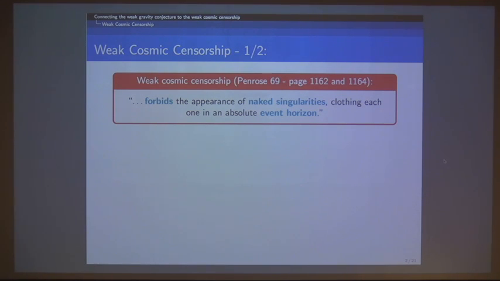You can go to the original work of Penrose in '69, and basically, the weak cosmic censorship conjecture forbids the appearance of naked singularities without cloaking them in an absolute event horizon. So if you want to study the following problem: you start with some nice initial data for the Einstein equations, evolve it forward in time, and ask whether you can form naked singularities in the future or not.